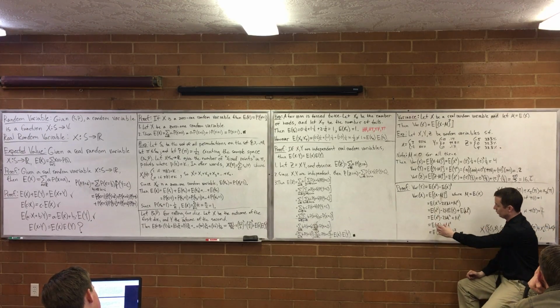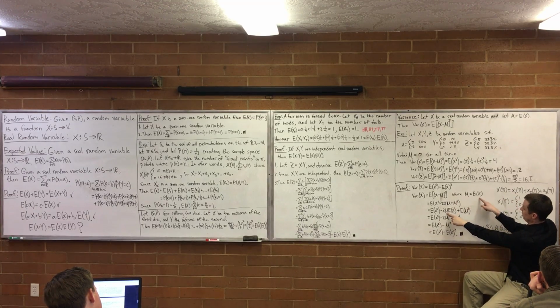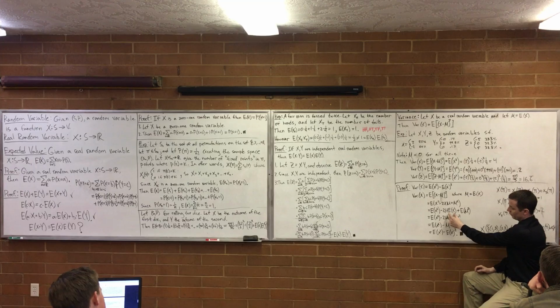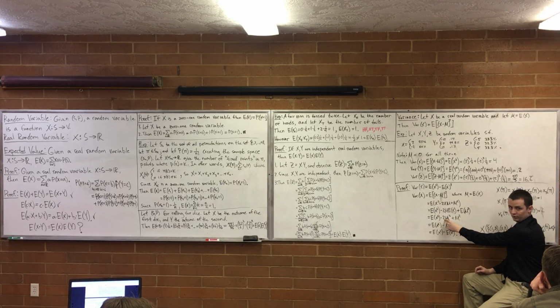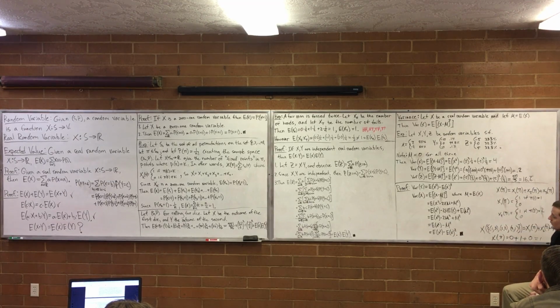So now, just calculating, what is the expected value of x? That's just mu, by definition, where mu is the expected value of x. So I'm going to replace that with mu. There. Good? And then the expected value of a constant is just going to be that constant. Right? Okay, so that's what we're doing from there to there.